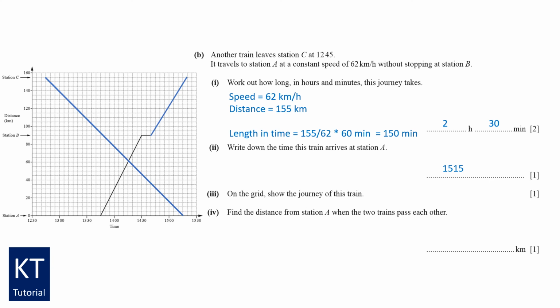Next, find the distance from station A when the two trains pass each other. This is where the two lines intersect. Referring to the y-axis, it indicates 60 kilometers.